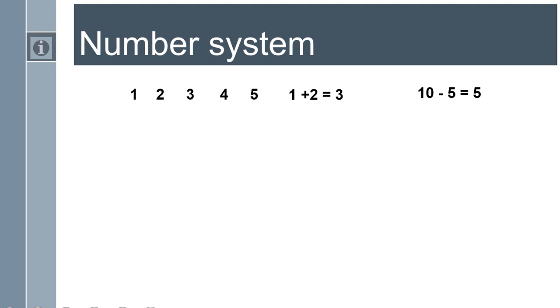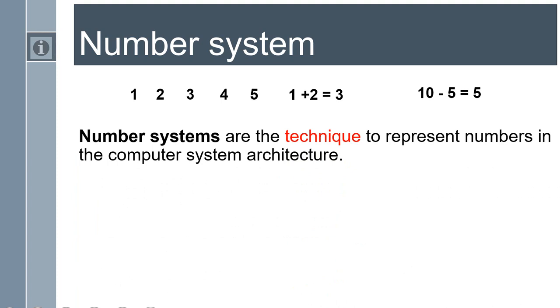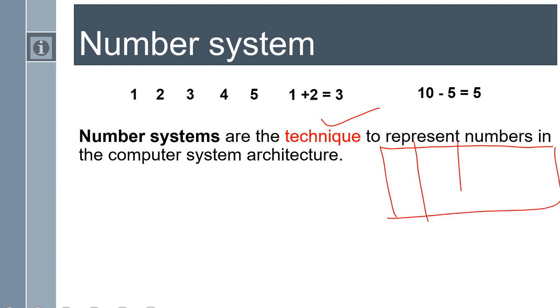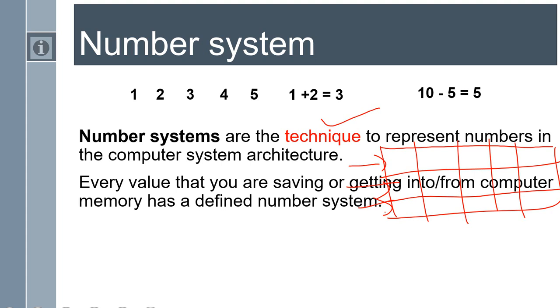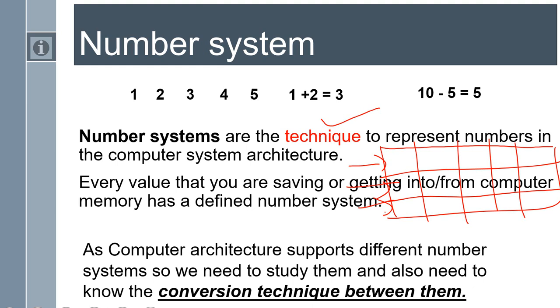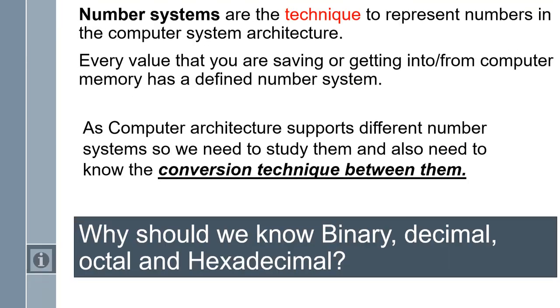But whenever we want to store these numbers with any technique in the computer system, then we will use a number system. So number systems are the technique to represent the numbers in the computer system architecture in a specific way or in specific orders using addresses. Every value that you are saving into the computer or getting from the computer memory has a defined number system. As computer architecture supports different number systems, we need to study them and also need to know the conversion techniques between them.